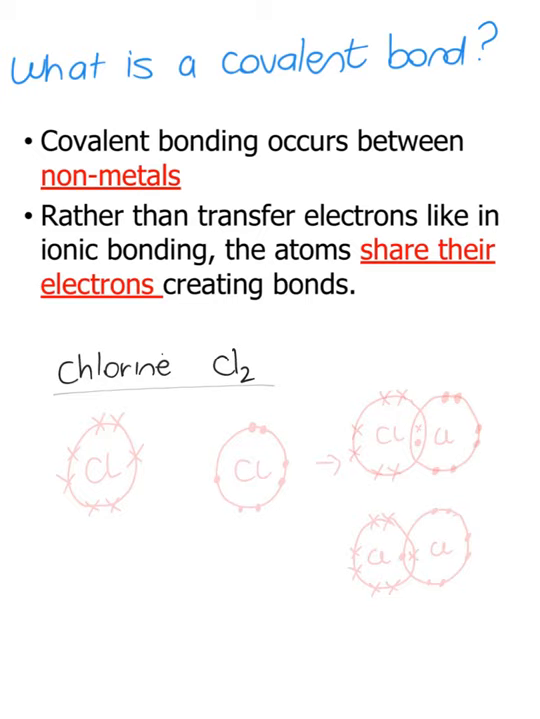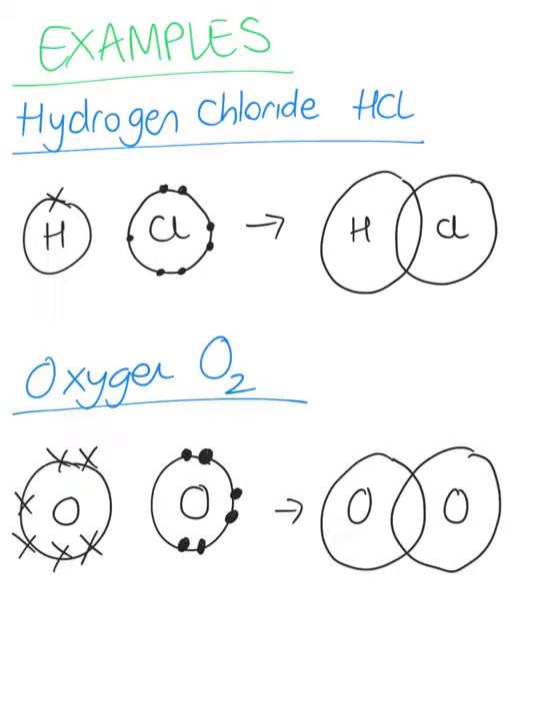If this doesn't look familiar, you need to go back and watch my element edition of this covalent bonding topic, because this is where you will see this. So this is an element. Today we're looking at compounds, and I'm going to go through the most common examples with you. First of all, hydrogen chloride, one that comes up really often.